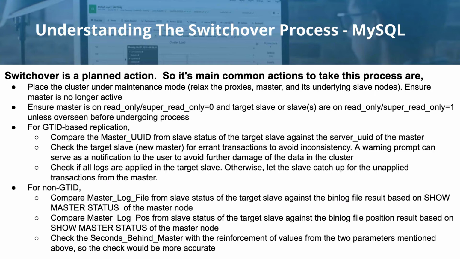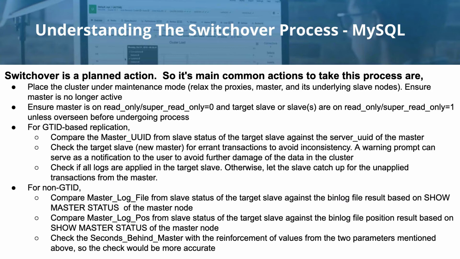So its main common actions for this process are: place the slave under maintenance mode. You have to relax the proxies, because if you don't, some proxies detect changes in the state of the nodes and react accordingly, like PostgreSQL. That might damage the cluster if you forgot to relax it prior to the planned action, as well as the master and its underlying slave nodes. Ensure the master is no longer active. Ensure the master is still a write-capable node and target slaves are read only or super read only, unless overseen before undergoing the process.